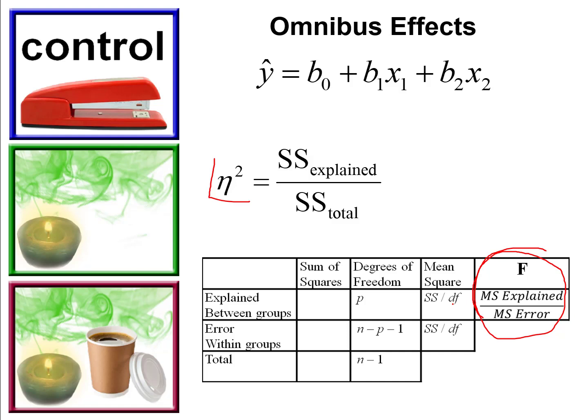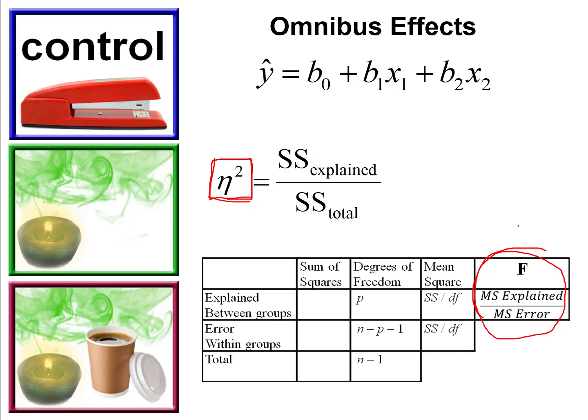And if the p is less than 0.05, then we say we have a significant effect. We have a significant difference between groups. Now at this point, this is the omnibus effect. So this doesn't tell us which group is different from which group. It just tells us that somewhere in here, there is some degree of group difference.